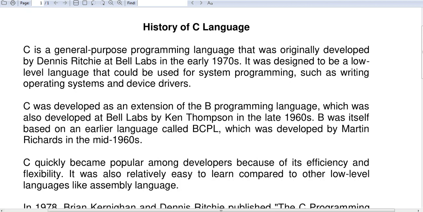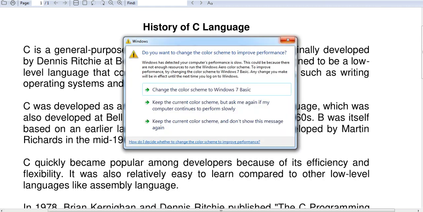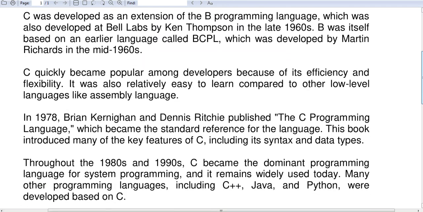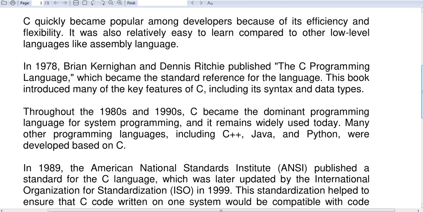C was developed as an extension of the B programming language, which was also developed at Bell Labs by Ken Thompson in the late 1960s. B was itself based on an earlier language called BCPL, which was developed by Martin Richards in mid-1960s. C quickly became popular among developers because of its efficiency and flexibility. It was also relatively easy to learn compared to other low-level languages like assembly language.